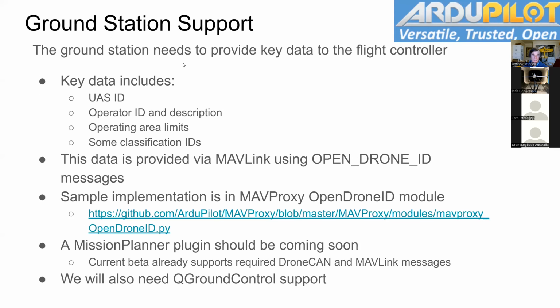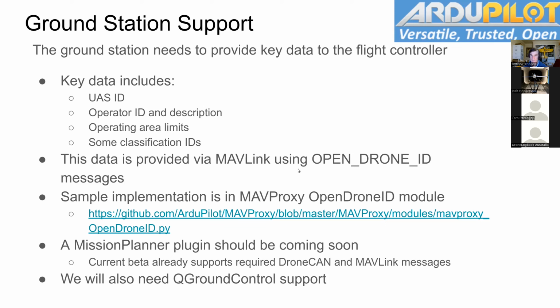Ground station support. The ground station provides key data to the flight controller. That includes UAS ID, operator ID and description, operator area limits, and various classification IDs. They're the ones I showed you in that MAVProxy Open Drone ID module just a few minutes ago. And they're all provided using the Open Drone ID messages. There is a sample implementation in MAVProxy at that link.